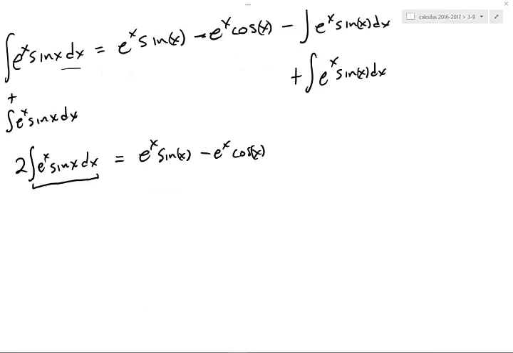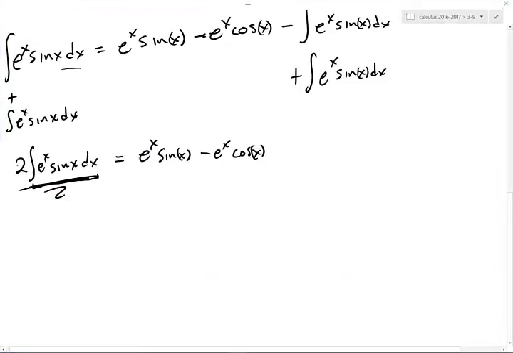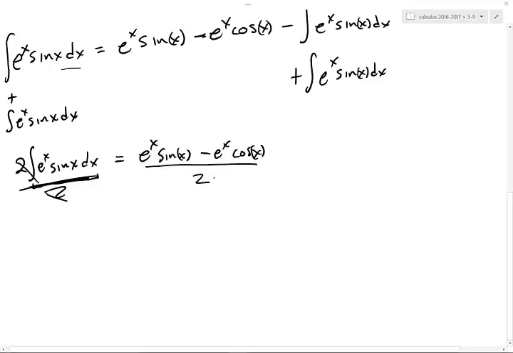Now listen, how do I solve for this? I just divide both sides by 2, don't you? That's what I do. Divide by 2. Yay! Plus C. Now there's quite a few moving parts here, so one has to make sure one doesn't get too ahead of one's self.